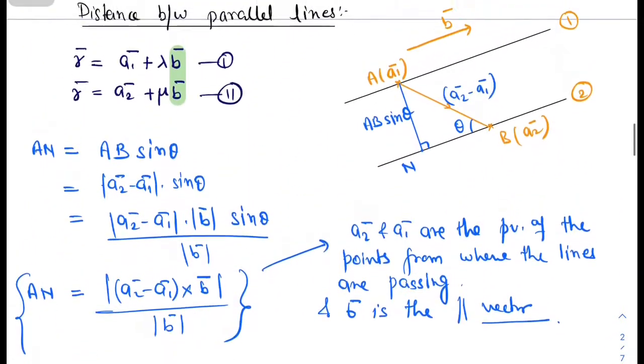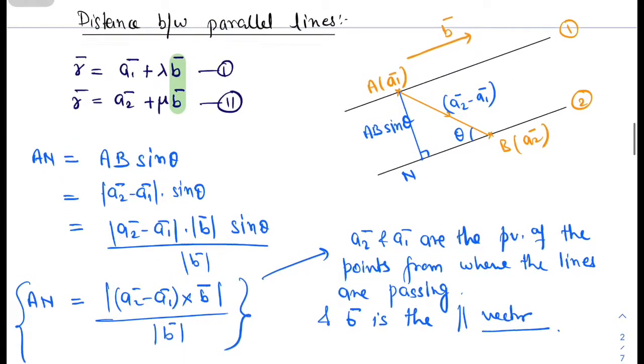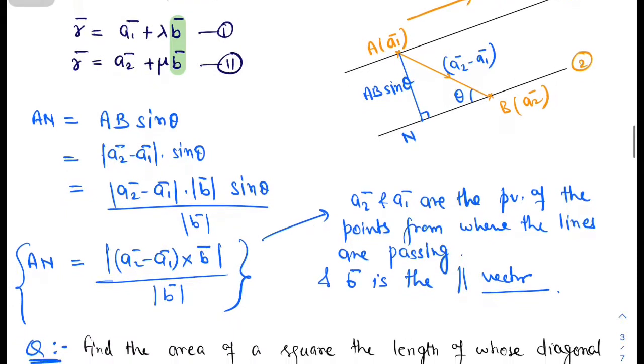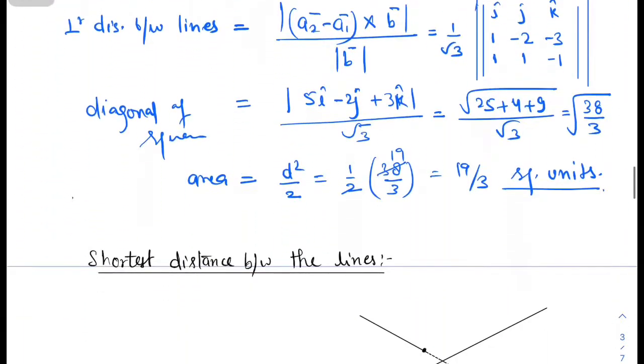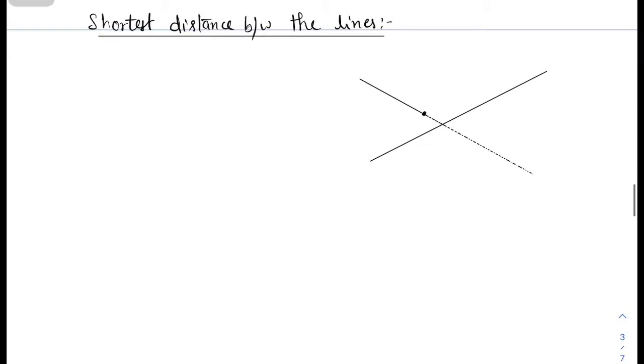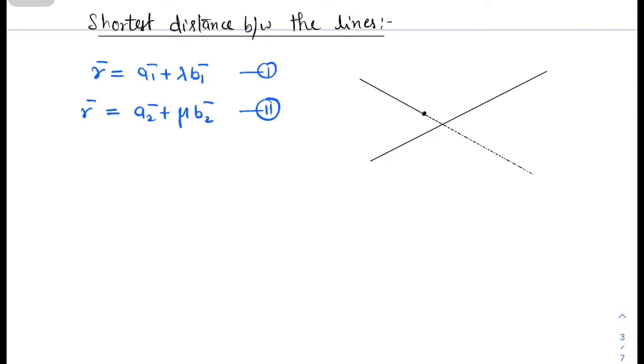In this topic, we have seen how to calculate the distance between two parallel lines. Now let us see how to find out what is the shortest distance between any two given lines. Okay, shortest distance is the minimum distance, and minimum distance is always the perpendicular distance, the distance through the common normal. Okay, so let's say we are given a line that is a1 plus lambda times b1, and another line that is a2 plus say mu times b2. This is the first line, this is the second line.